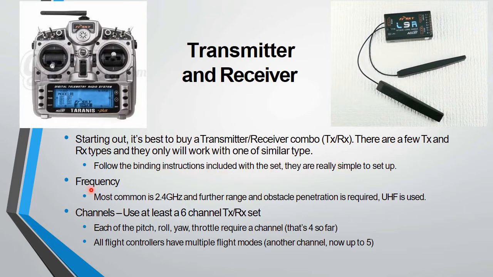For frequency, the most common is 2.4 GHz, and where further range and obstacle penetration is required, ultra high frequencies are used. For channels, take a 6-channel TX RX set. Each of pitch, roll, yaw and throttle requires a channel. That's 4 so far. All flight controllers have multiple flight modes, another channel, now up to 5.